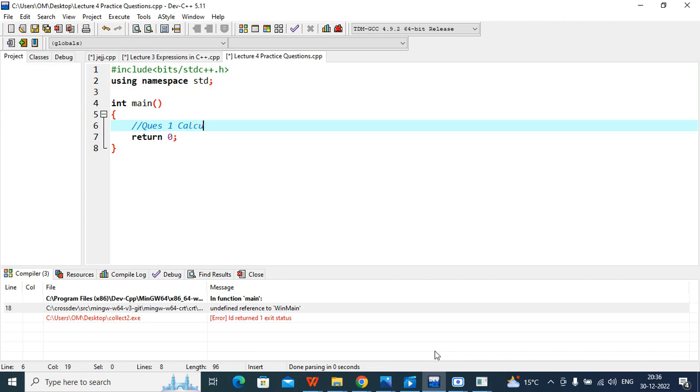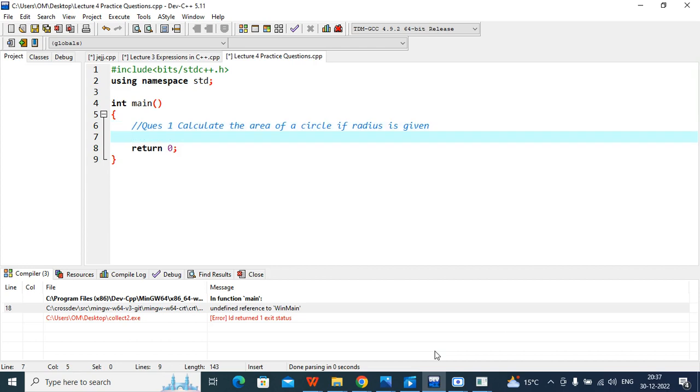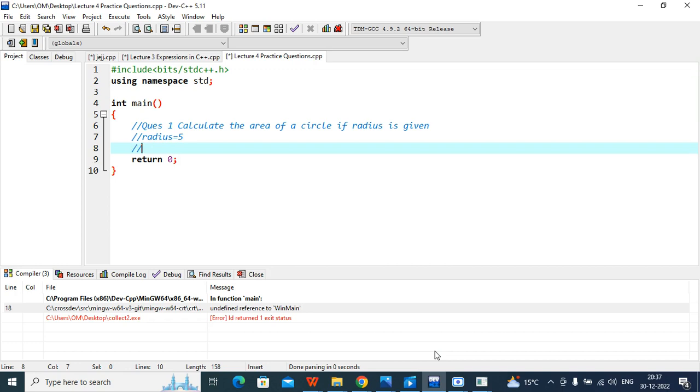So the first question is, suppose I'm asking you, calculate the area of a circle if radius is given. Suppose I have given you radius as 5. Okay? I have given you radius as 5. And I am asking you to calculate the area of circle. So how will you do that?